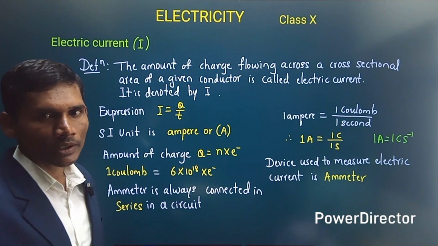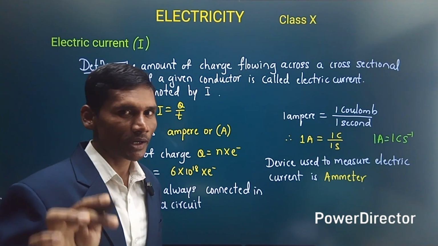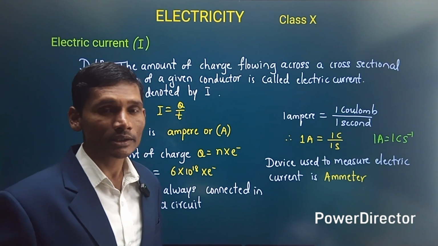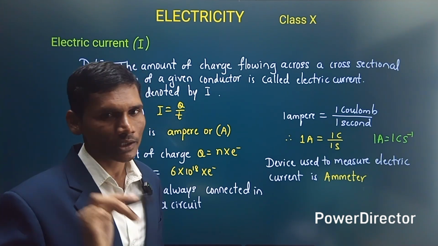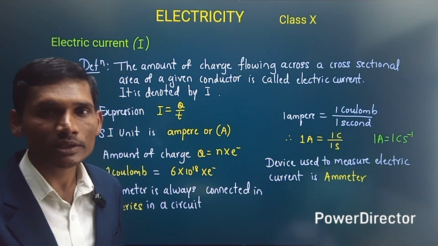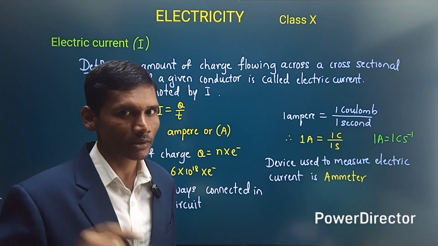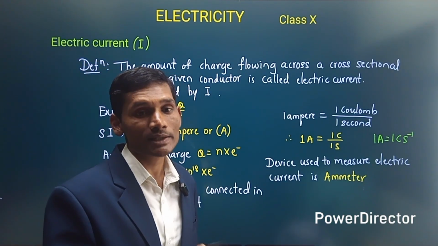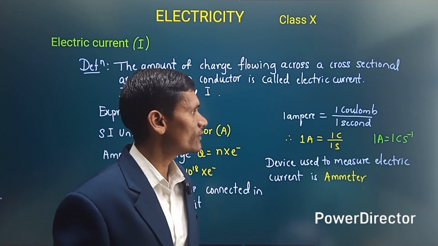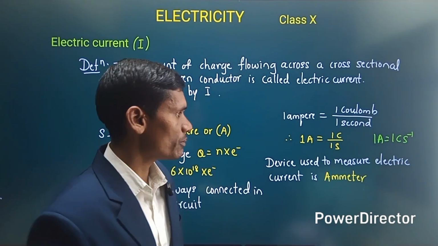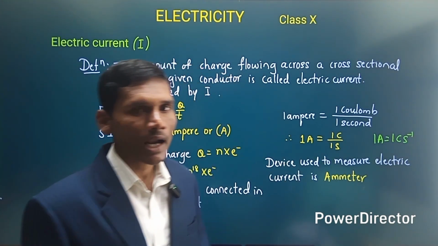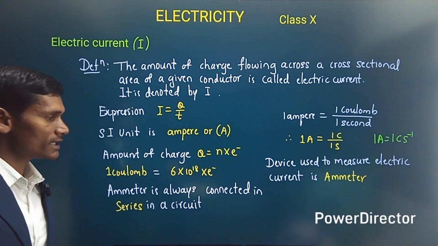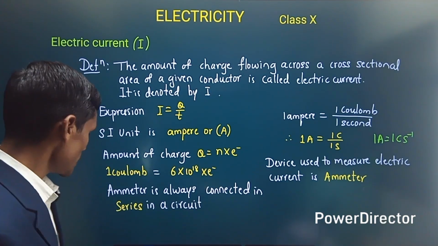Next, the device used to measure the electric current is the ammeter. Ammeter is always connected in series in a circuit. The SI unit used to measure the electric current is ampere, remember. And we need to understand what is 1 ampere. 1 ampere is when in 1 second 1 coulomb of charge flows. Then we can say the current is 1 ampere. That is what we have written here. And ammeter is always connected in series in an electric circuit, right?